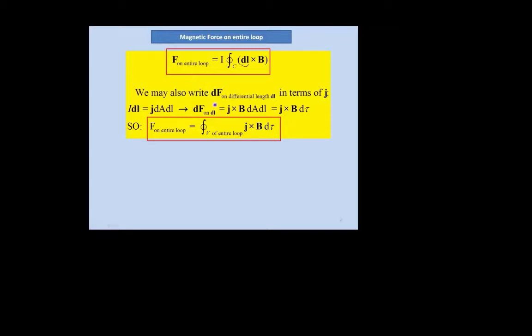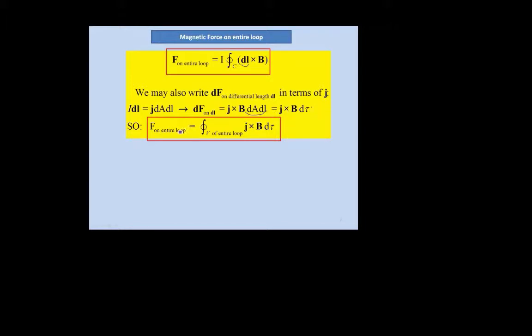And so if you take this dF on the differential length dl that we had previously, we can write that in terms of J, and that's done as follows. You take I dl and turn it into J by multiplying J times dA, and then here's our magnitude dl. So dF on dl is equal to J cross B times dA dl. And realize that that is a volume element. So that means that the differential of force on that particular element is equal to J cross B times dτ. And if you wanted to, you could put primes on that.